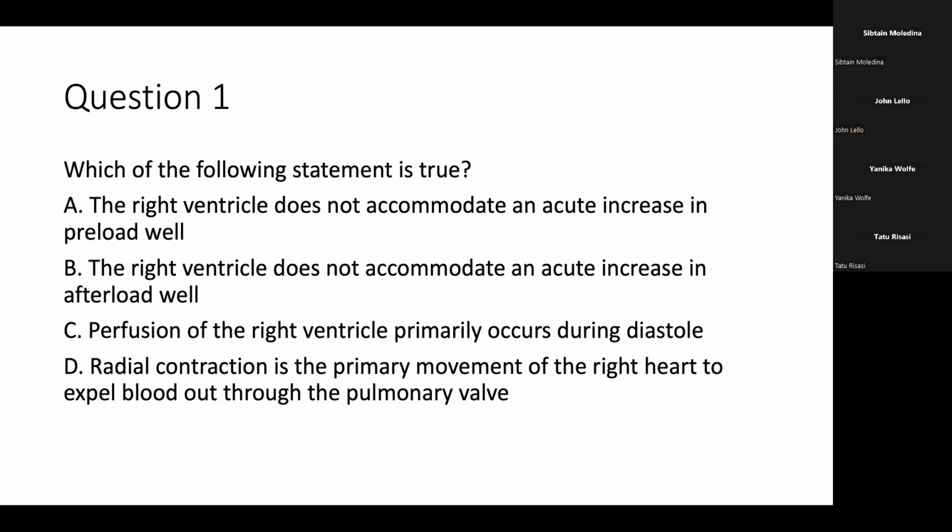This talk would be very participation heavy, so to get the most out of it, let's have lively participation. Let's start with a question. Question number one. Which of the following statements is true? A, the right ventricle does not accommodate an acute increase in preload well. B, the right ventricle does not accommodate an acute increase in afterload well. C, perfusion of the right ventricle primarily occurs during diastole. Or D, the radial contraction is the primary movement of the right heart to expel blood out through the pulmonary valve.